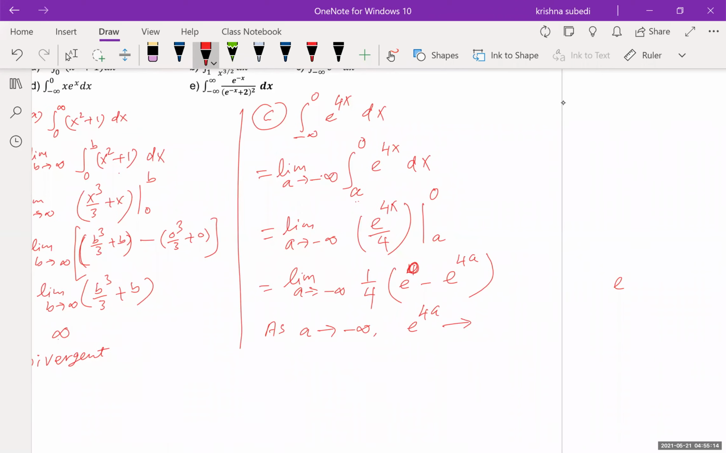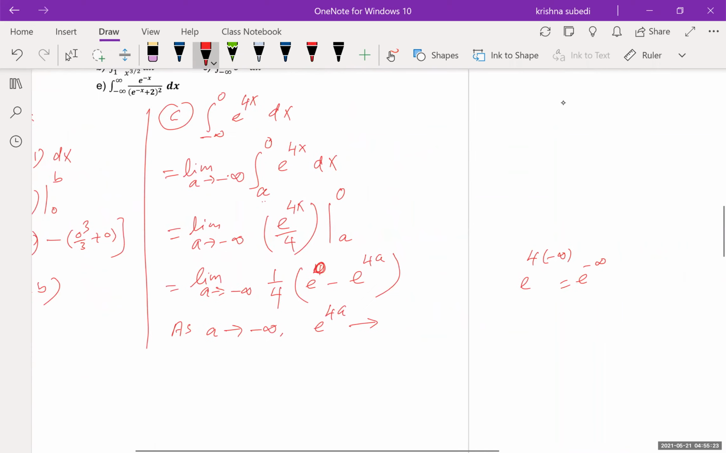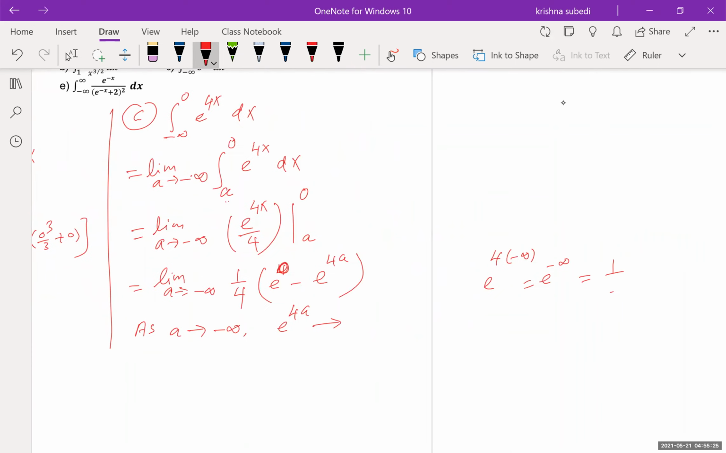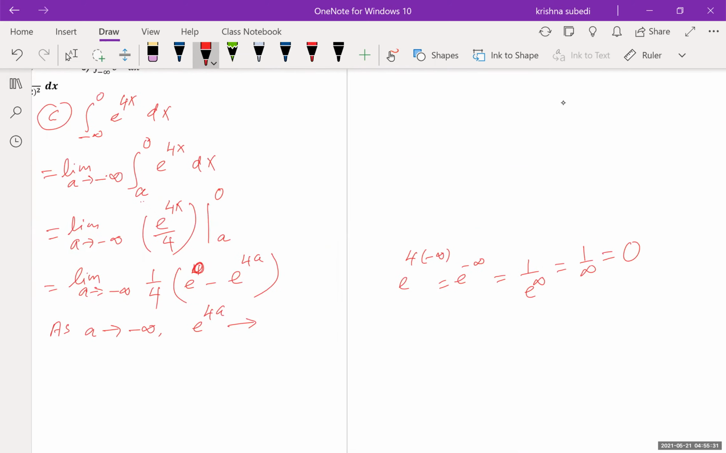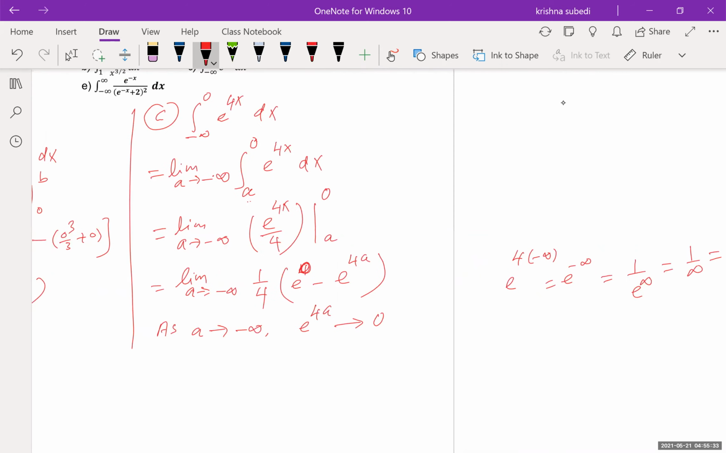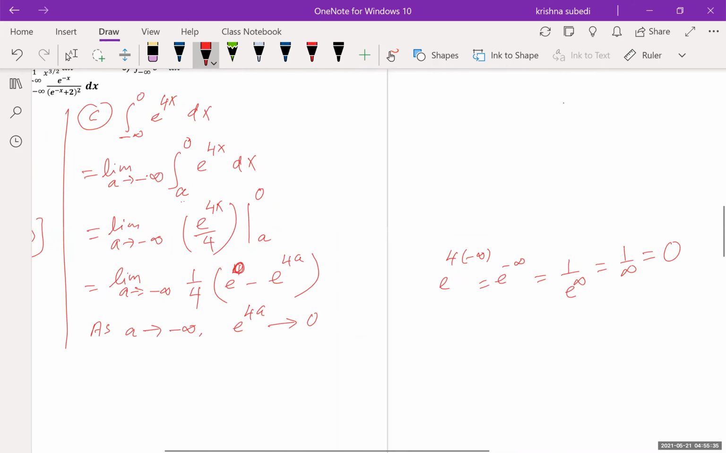So remember this, e to the negative infinity. So that means you can write that as e to the negative infinity, which is going to give me 1 over e to the infinity. So 1 over infinity, how much is that? I think we already discussed, which is 0. Okay, so this tends to 0. Make sense?